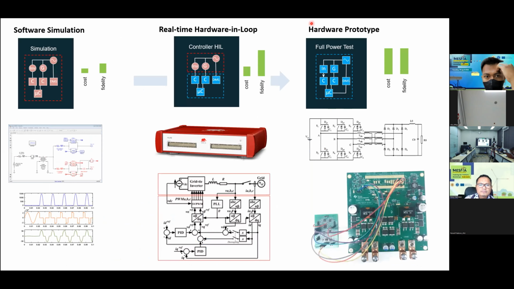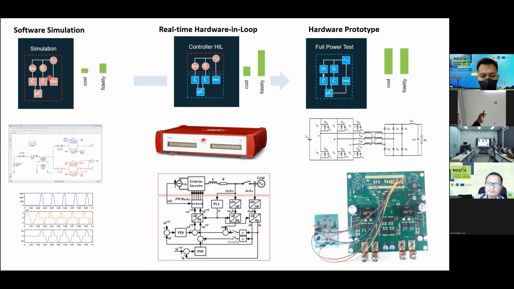So this picture summarizes the value of hardware in loop. It is more accurate than a software simulation, because the software simulation makes use of the computer's CPU, and the CPU itself is sequential. So it is slow, and it is not able to emulate the dynamic transients as quickly as it should to test your controller.